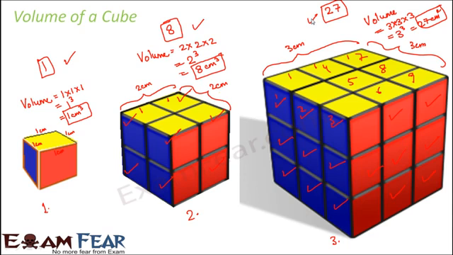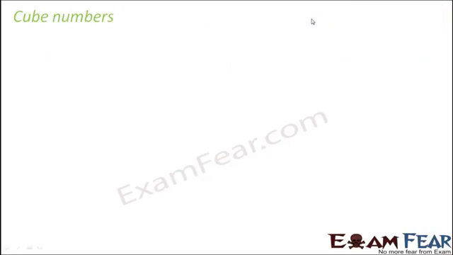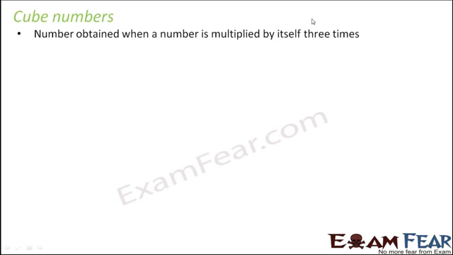Now here I have explained the concept by taking the analogy of the cube, that is the 3-dimensional cube structure. So now let us talk about the cube numbers in terms of numbers. So what are these numbers? So these are numbers which are obtained when a number is multiplied by itself 3 times. So any number which you can get by multiplying the same number 3 times.